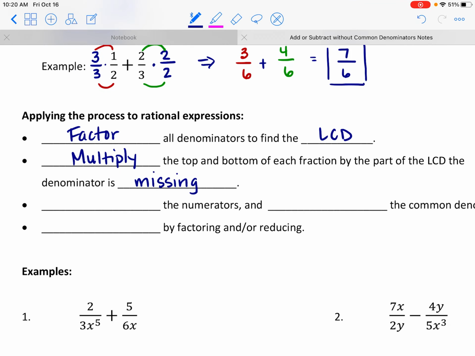And then that's going to allow us to combine our numerators, keep our common denominator, and that'll leave us just one fraction that we can simplify by factoring and/or reducing.